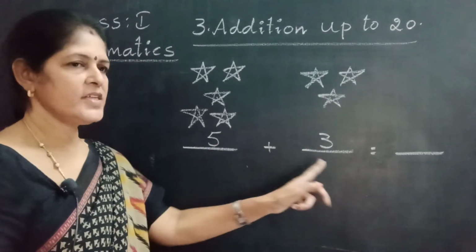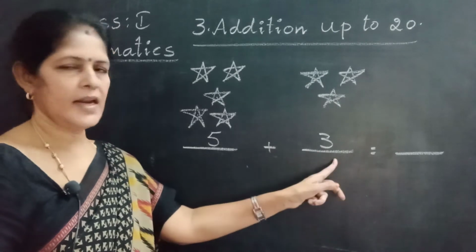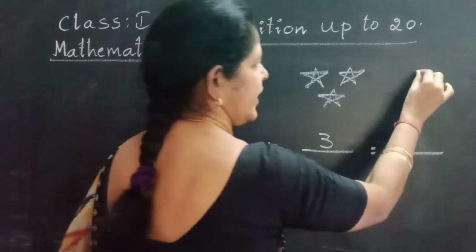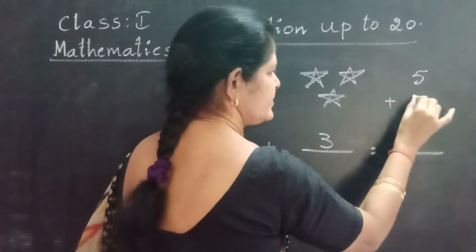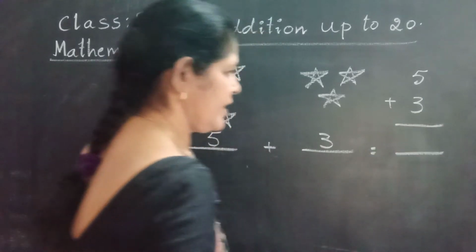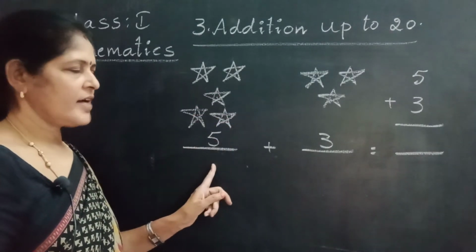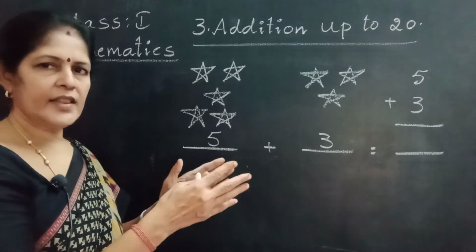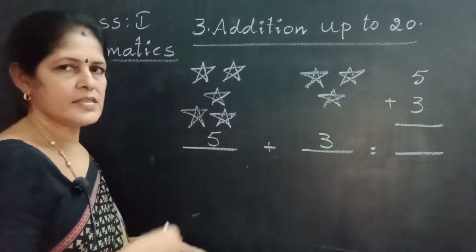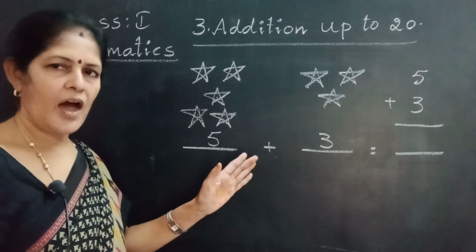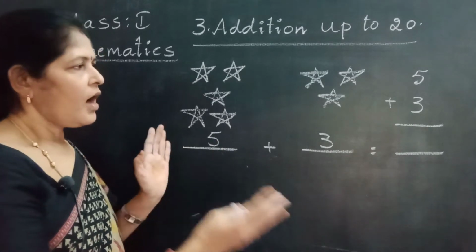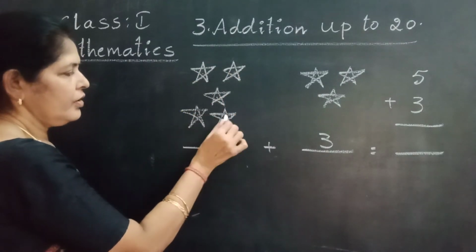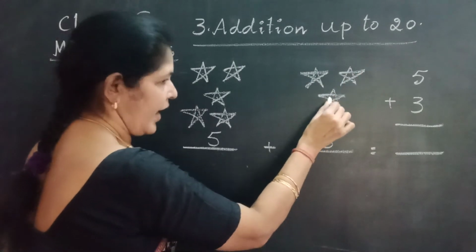Here this is going to be an addition fact. 5 plus 3. Now write the two numbers one below the other. 5 plus 3. What is the answer? Here 5 stars are there. Here 3 stars are there. Now we are going to put together. That means count all the stars. What is the total number of stars? We get the total by counting all the stars. 1, 2, 3, 4, 5, 6, 7, 8.